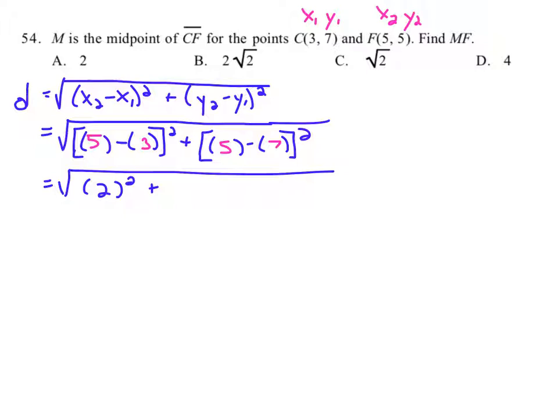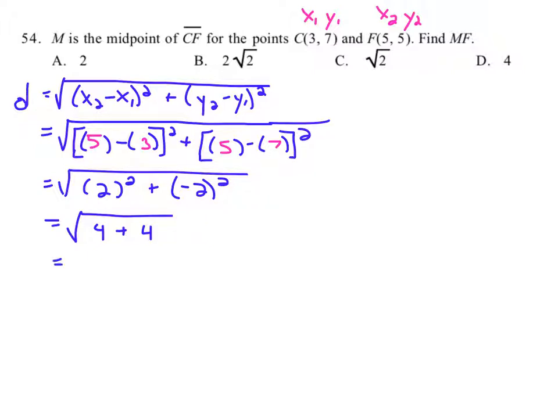Plus, what is 5 minus 7? It's negative 2. This is a good example of why you need the parentheses. If you don't put the parentheses around the negative 2, it means something different than if you did. I'll talk to you more about that in class. But then, how do we simplify 2 squared? It's 4. How do we simplify negative 2 squared? Also 4, because you always get a positive number when you square.